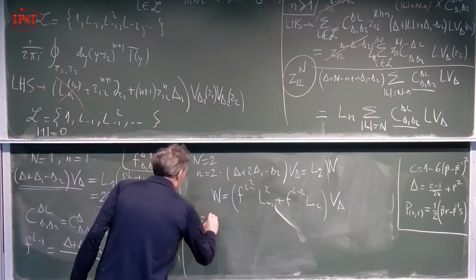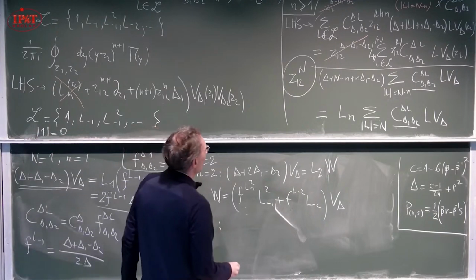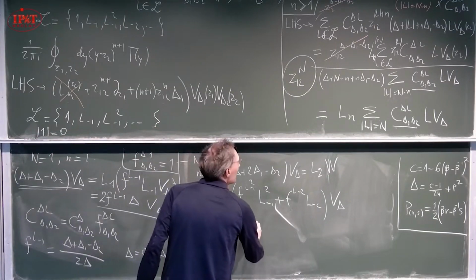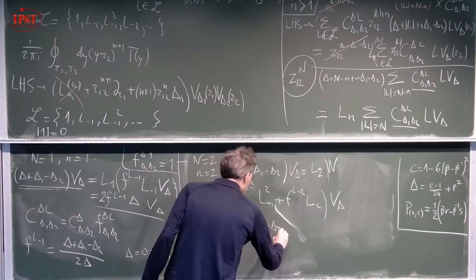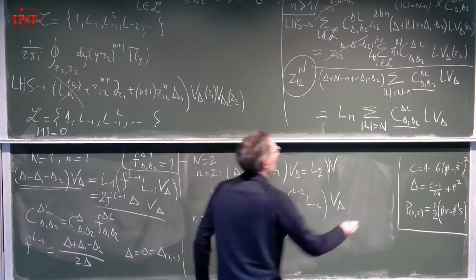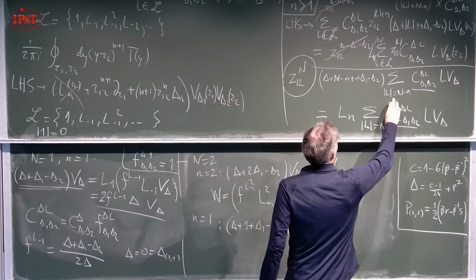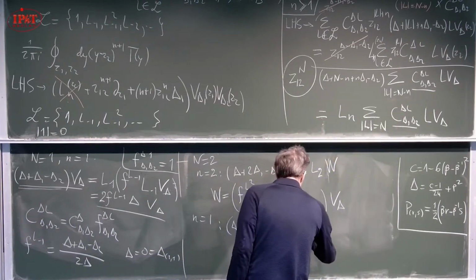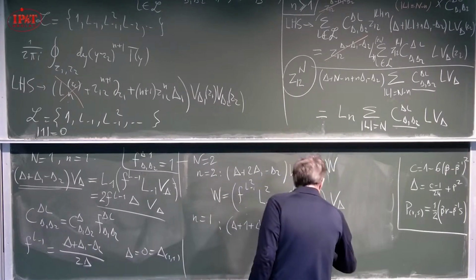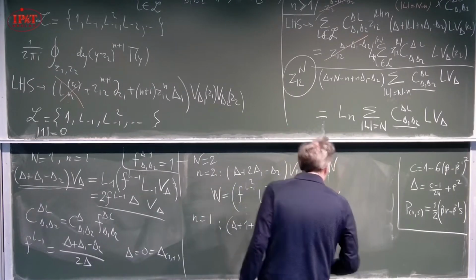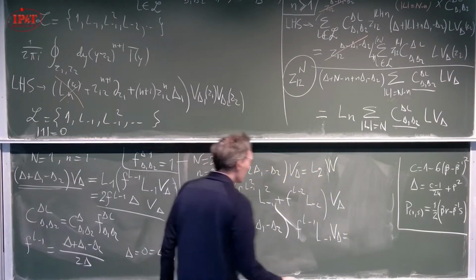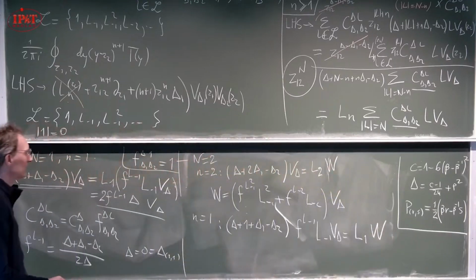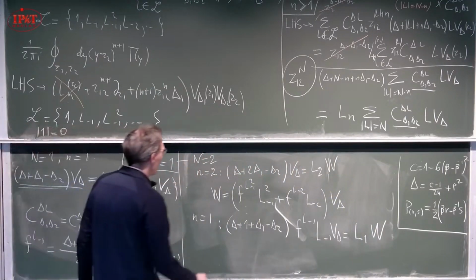And then for n equals 1, we get delta plus 1 plus delta 1 minus delta 2. Here we have to take a level 1 descendant. So that's F L minus 1 L minus 1 delta equals L1 acting on W. So we get the system.